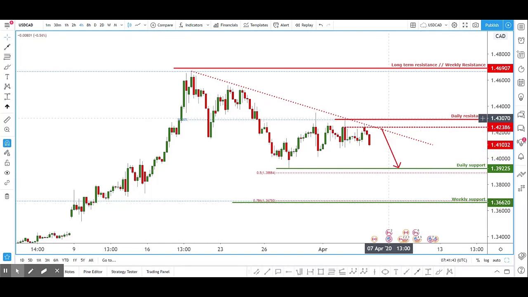If price were to break above the daily resistance, I will immediately go long and play the weekly resistance at a 1.4690 level as my bullish take profit. So that's all I have for today's trade of the day.